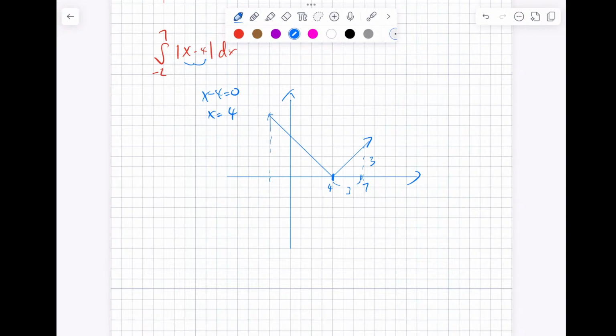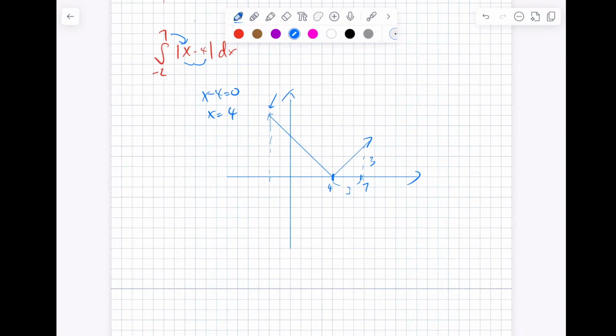And also, how do I know the height is 3, guys? You can plug in 7 in here. 7 minus 4 is what? 3. Absolute value of 3 is 3, right? You can do the same thing on the other side. How do I know this is 6? I can plug in negative 2 minus 4. It's going to give you negative 6, and the absolute value of negative 6 is equal to positive 6.